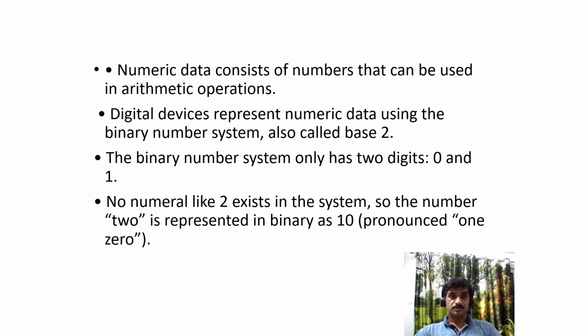Numeric data consists of numbers that can be used in arithmetic operations. Digital devices represent numeric data using the binary number system, also called the base 2 system. We discussed in the beginning that in machine language, the low level language, only 0 and 1 are used. The data will be converted into the binary system. The binary number system only has two digits, 0 and 1. No number like 2 exists in the system. So the number 2 is represented in binary as 10. It should not be read as ten.